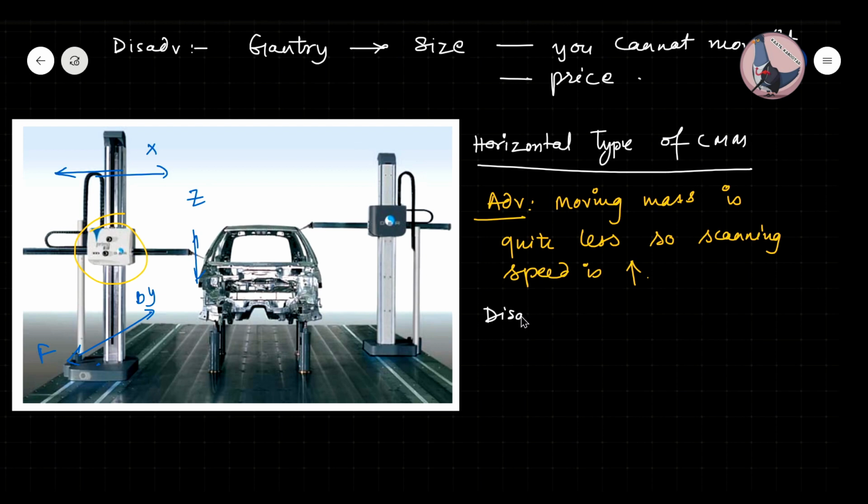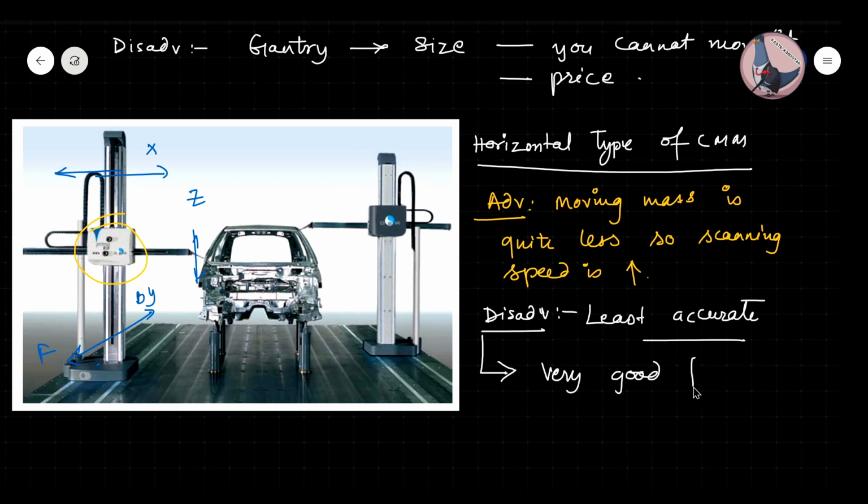And the disadvantage is that this is the least accurate. Till now, whatever we have studied of all the four types, this is the least accurate system. But it is very good for thin-walled structures.